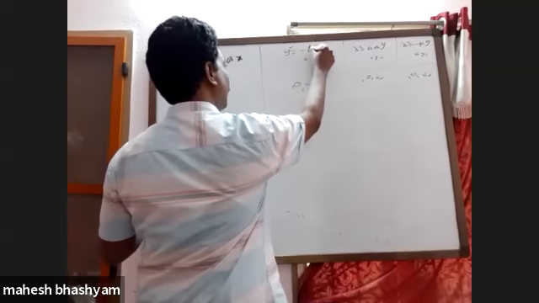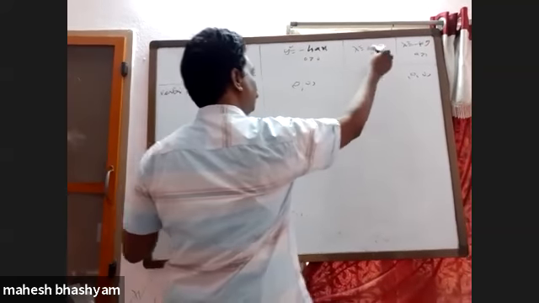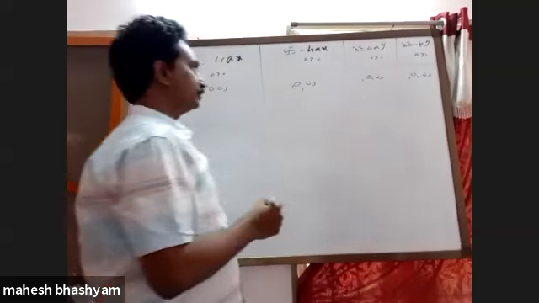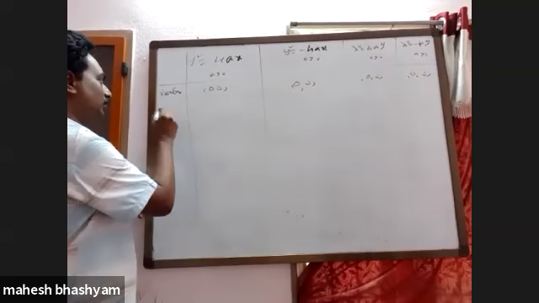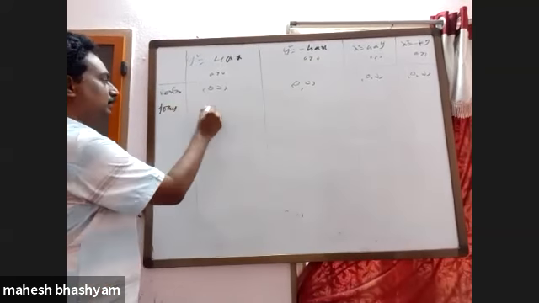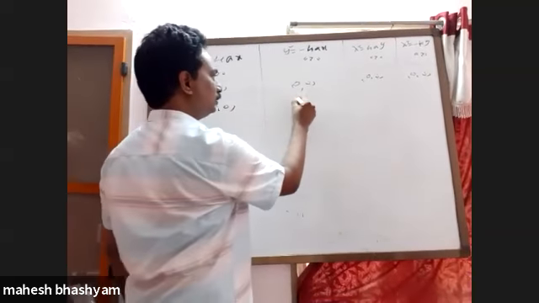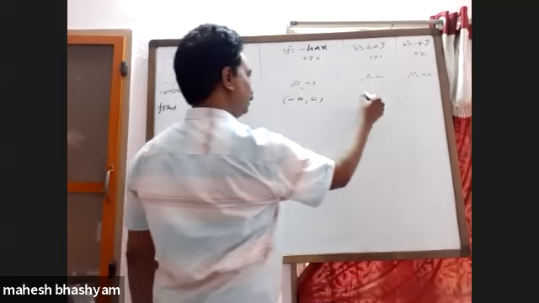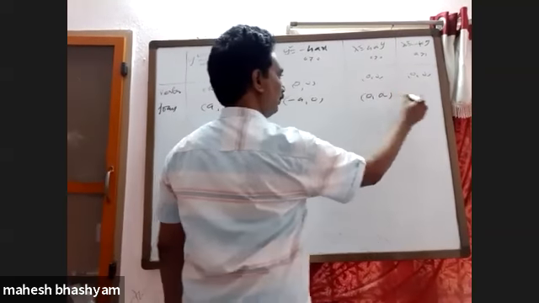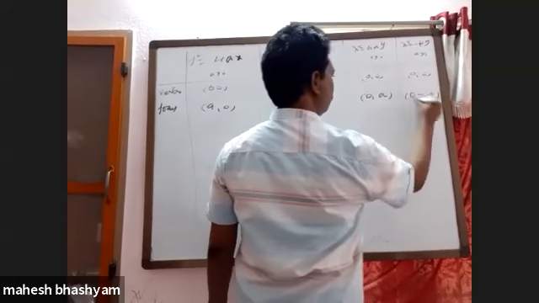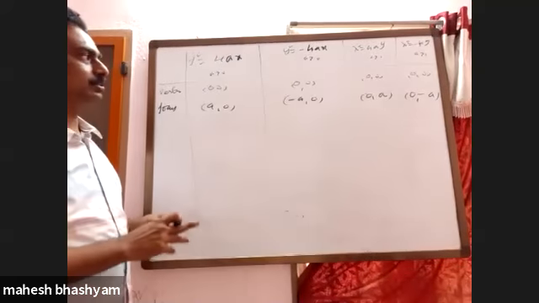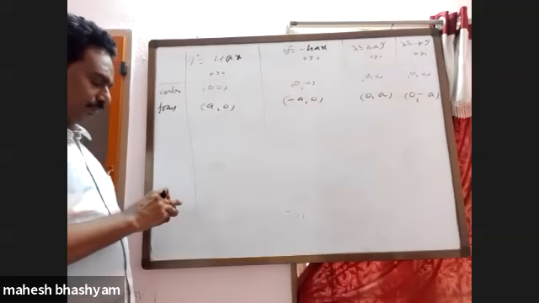x square equal to minus 4ay. Vertex is 0, focus is standard: a comma 0, minus a comma 0, 0 comma a and 0 comma minus a.